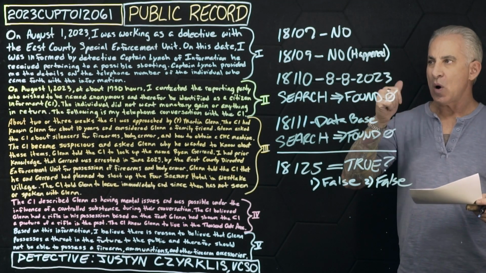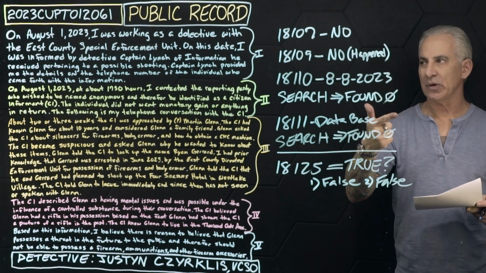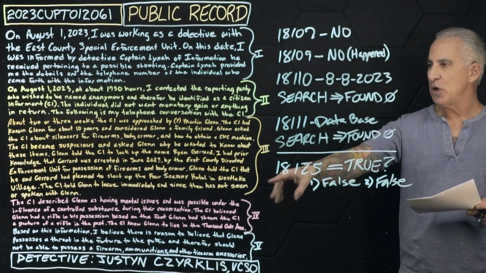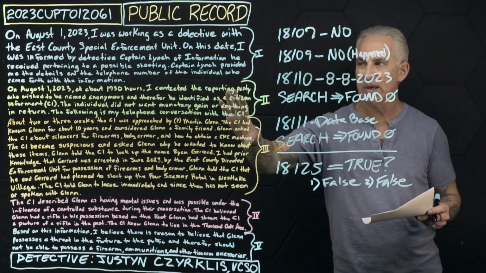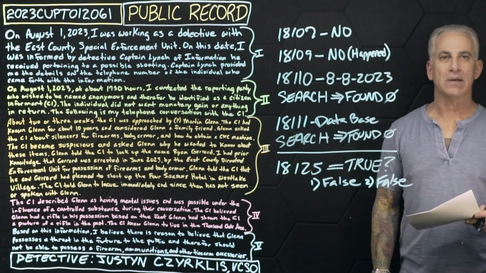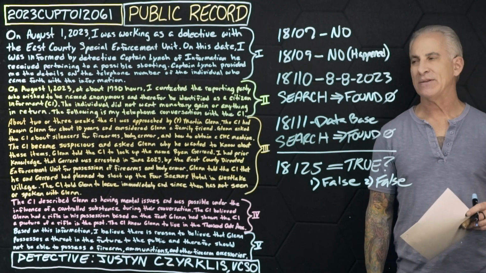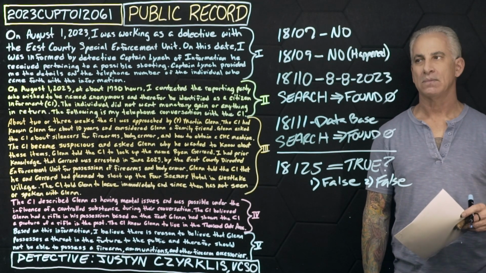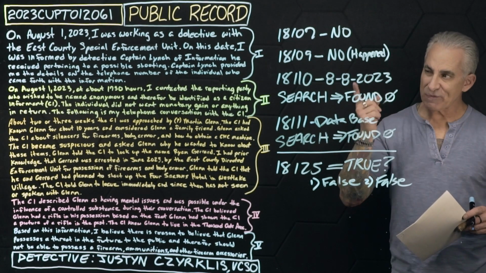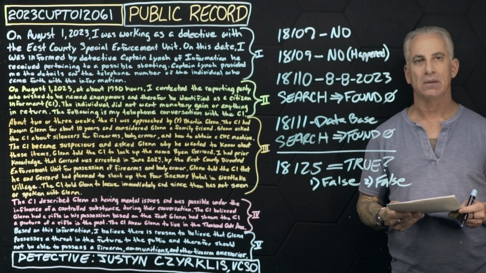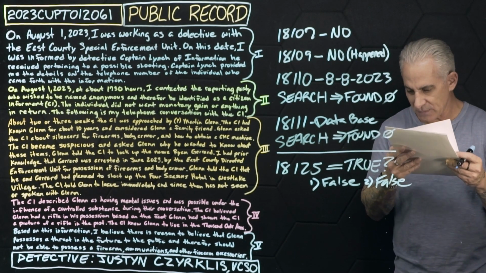From August 1 to August 3rd, Detective Justin utilized just this to take away my Second Amendment right from August 3rd all the way to the 23rd at 8:30 a.m. Besides, this violates my 1st, 4th, 6th, and 14th Amendment constitutional rights.